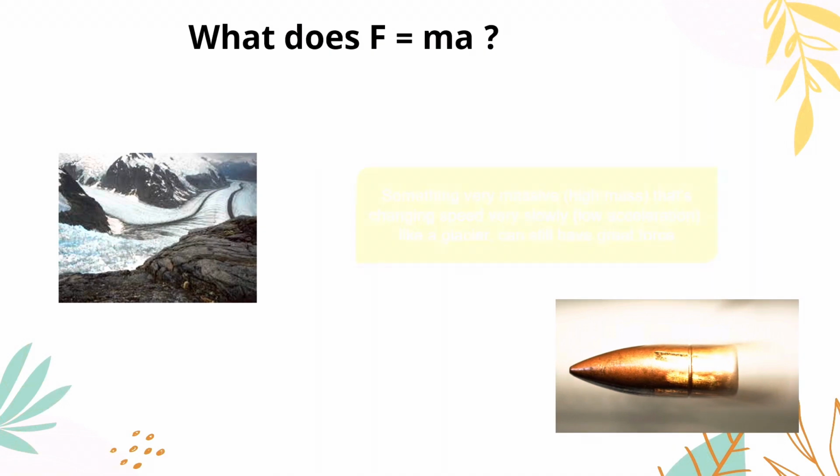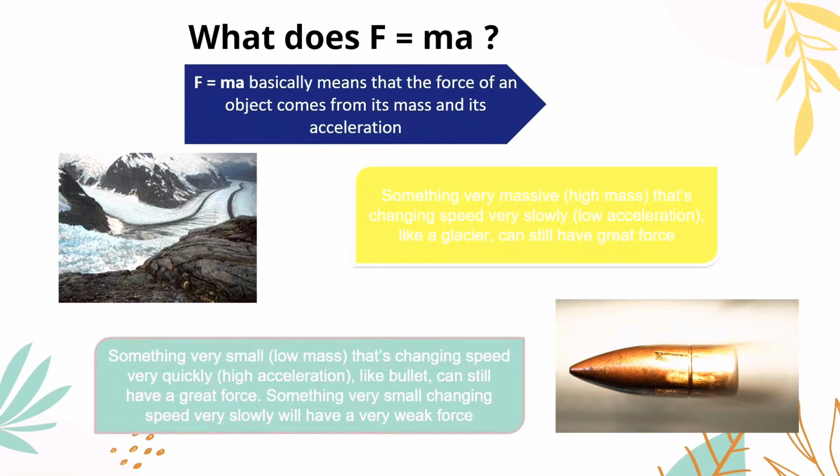F equal to ma basically means that the force of an object comes from its mass and its acceleration. The example is like a glacier, something very massive, with very high mass, that is changing speed very slowly. Low acceleration like a glacier can still have great force. Another example is a bullet, which is something very small that is changing speed very quickly. Like a bullet, it can still have a great force. Something very small changing speed very slowly will have a very small force.